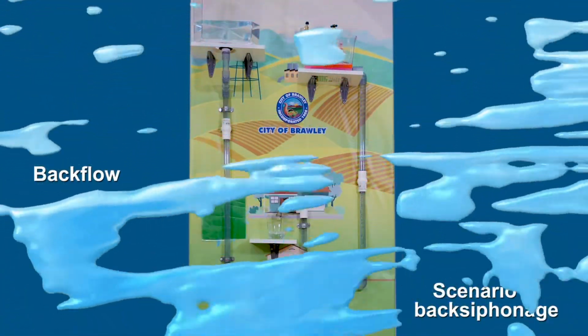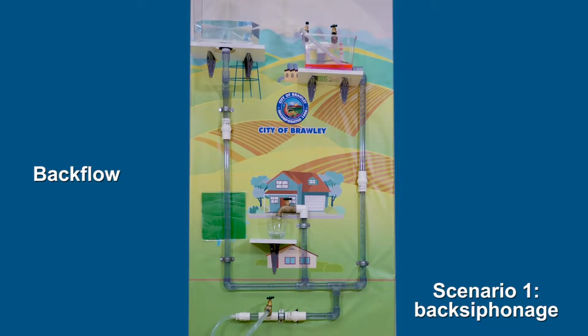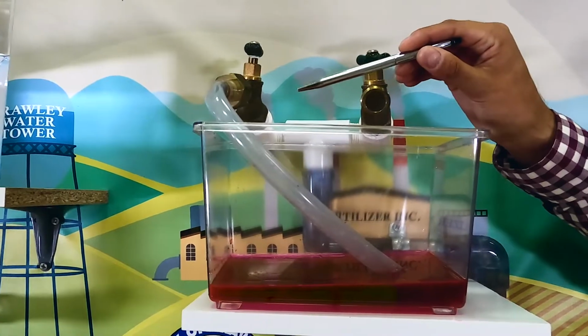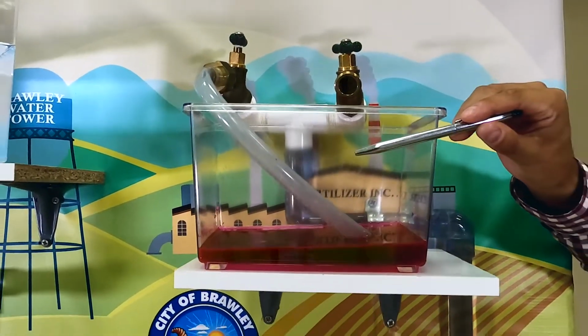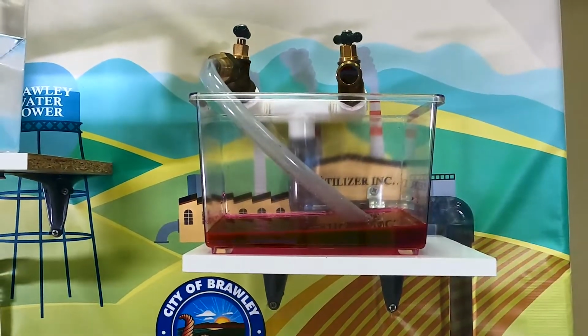First, we will show you how back siphonage from a commercial property can cause contamination at the customer's water tap connection. Here we have an example we see on a regular basis. A hose is connected to an outside tap, but in this instance, the hose pipe has been left connected in a vat of contaminated chemicals.